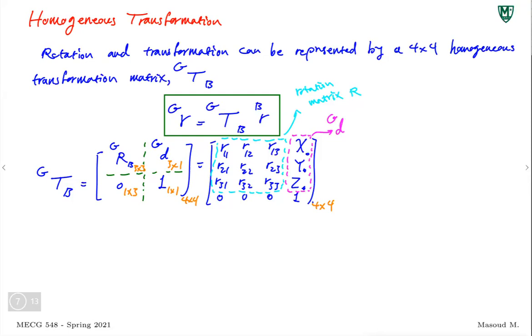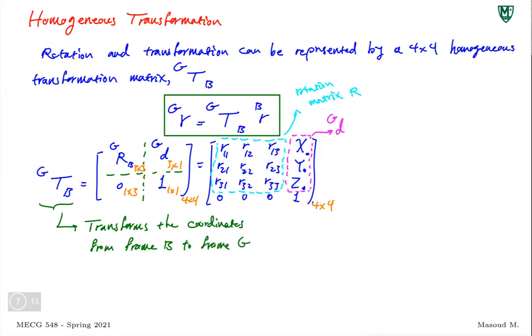Just to make sure that everyone is following, this T_B is a transformation. Or let's put it this way: it transforms the coordinates from frame B to frame G. I guess that's the best way I can probably describe it.